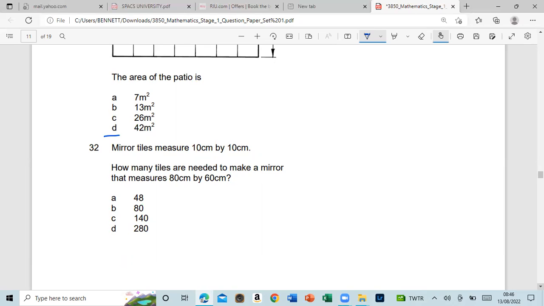Basically, the 10 by 10, guys, is just saying one of the tiles is 10 by 10, right?